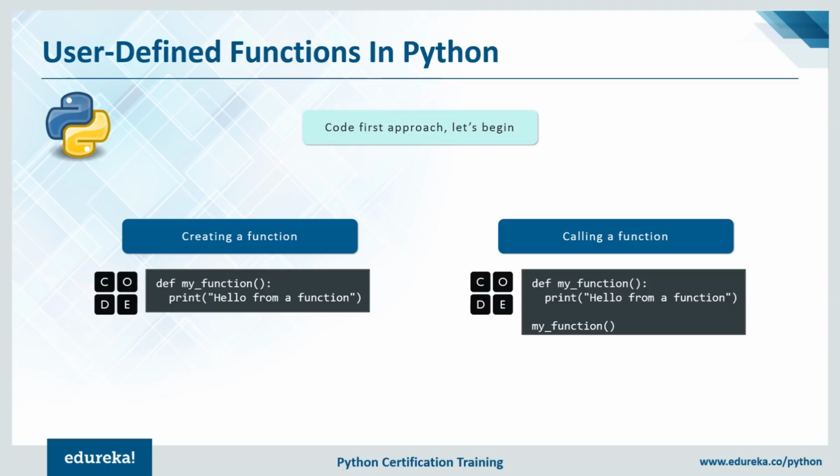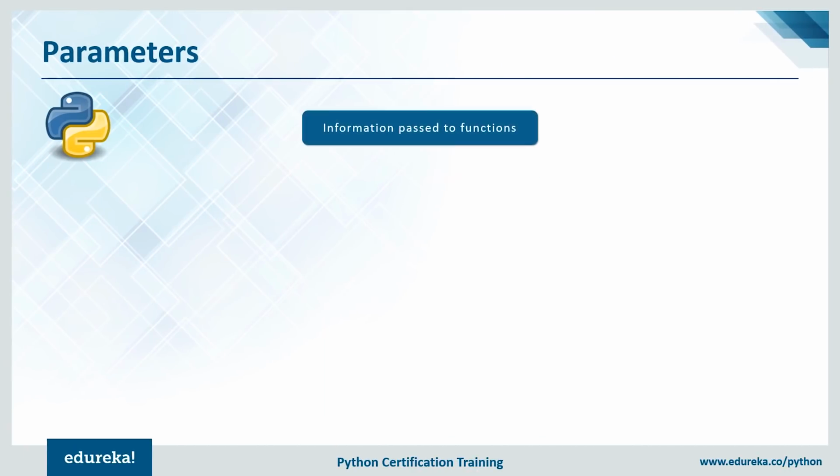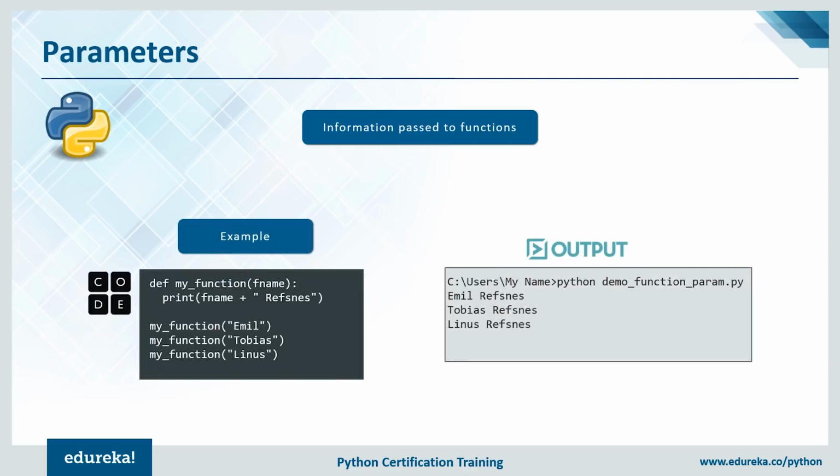How much simpler can you expect Python to be, right? As simple and straightforward as that. Then again, parameters, guys. Parameters are the information passed to functions that you already know. Let me quickly step up the complexity of our examples one little notch higher. So check out, we have defined my_function and fname. Here, fname is the parameter. We're printing fname plus the rest of the string.